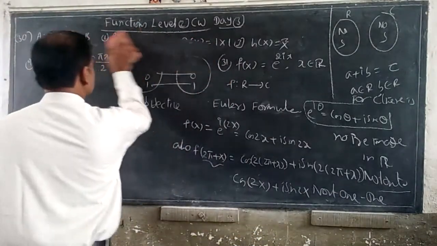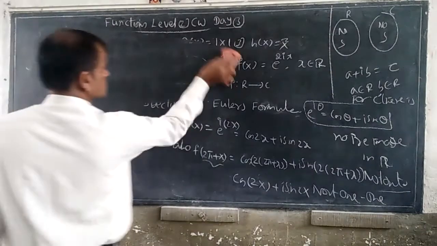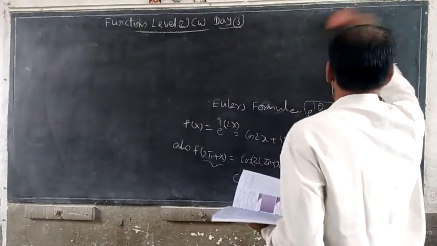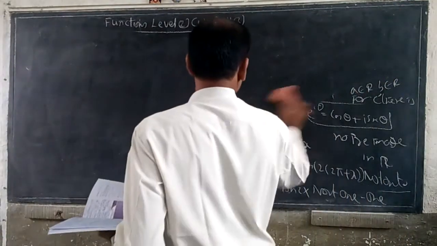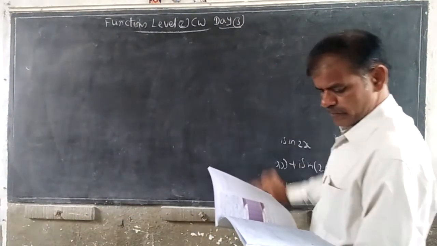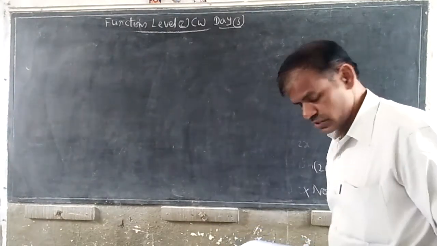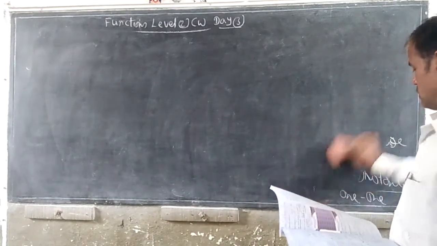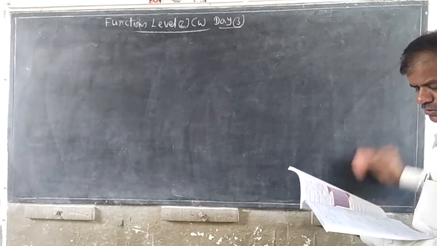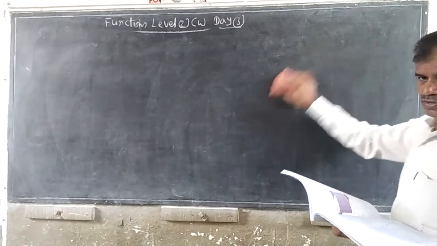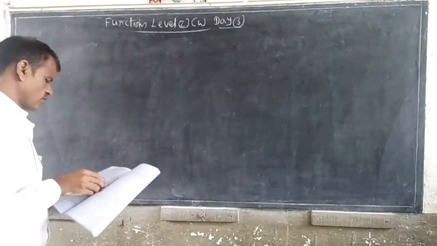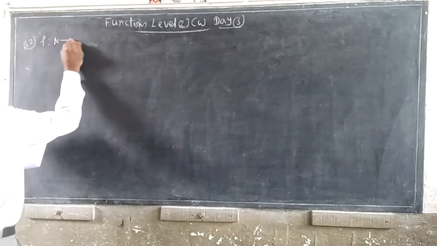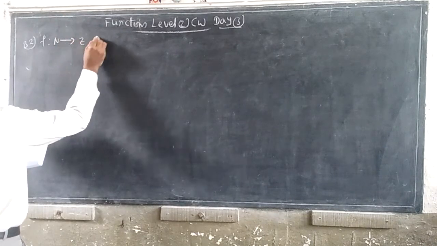First question completed. Let us see the second question. A function f maps N to Z. N means natural numbers, and Z means integers. A function f maps N to Z defined by f of n equals (n minus 1) by 2 or minus n by 2, according to odd and even. Question 32: f maps N to Z.